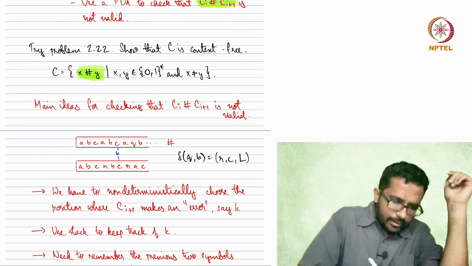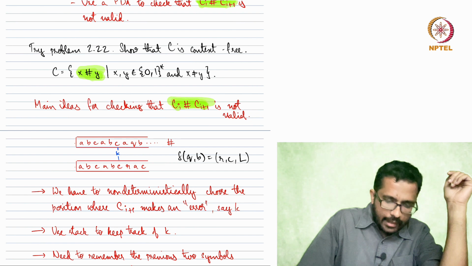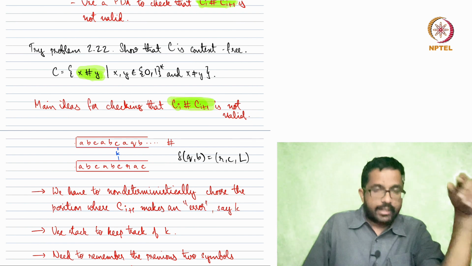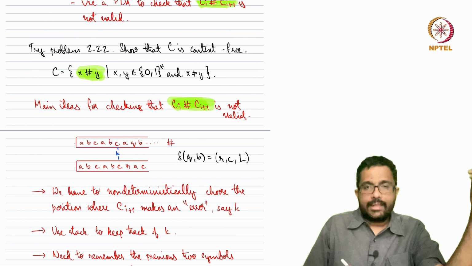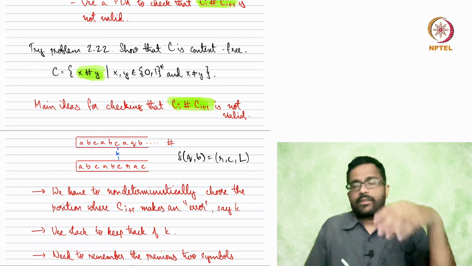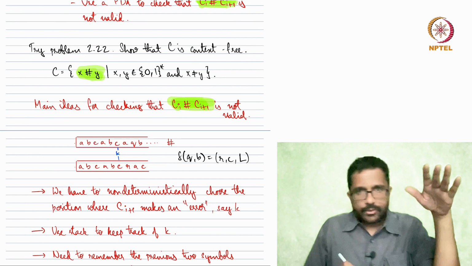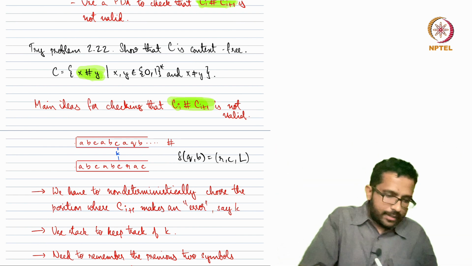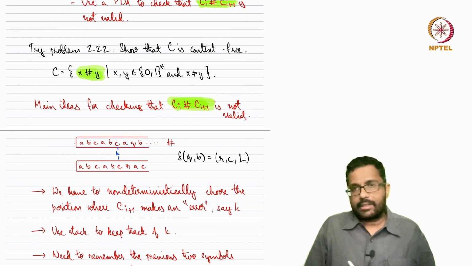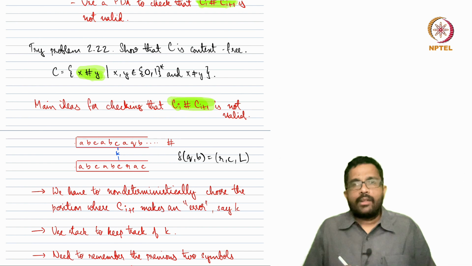The idea for checking Ci hash Ci+1 is not valid is similar. Just that now we are not dealing with x not equal to y, we are dealing with two configurations where Ci+1 is not a successor of Ci. Earlier here we said x should not be y. Here we are saying Ci+1 should not be a successor of Ci. So earlier it was equality. Here we are saying not a valid successor.